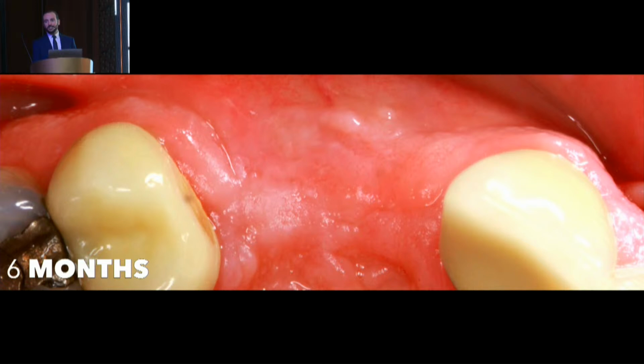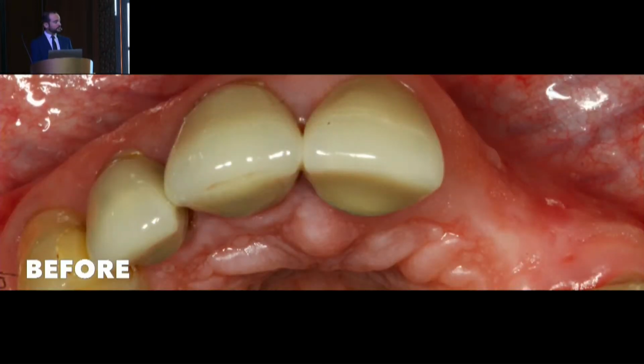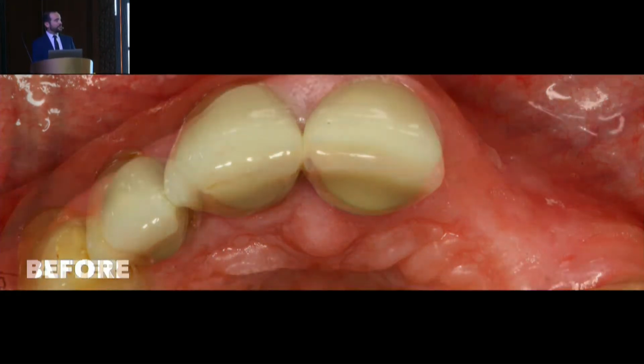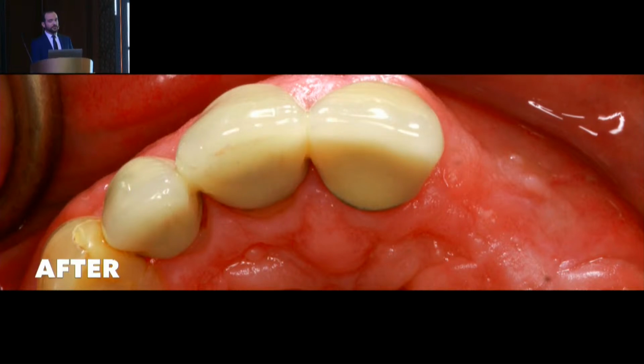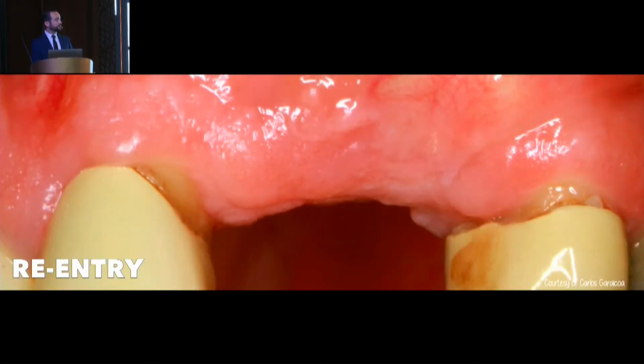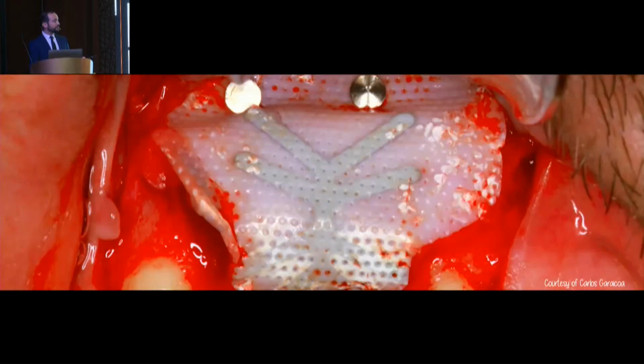In this case, we waited 6 months for re-entry, and we can see how we were able to modify this edentulous alveolar ridge before the surgical procedure to after surgical procedure. We can see an obvious increase in the volume in the area where we are going to place our implants. This is the day of the re-entry. At this time, I was no longer at the University of Michigan, so this is courtesy of my very good friend, Carlos.